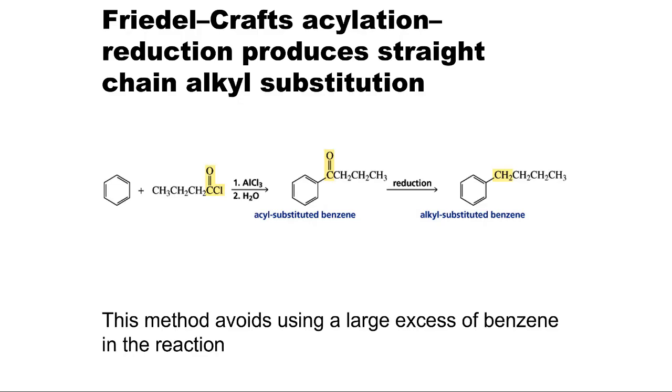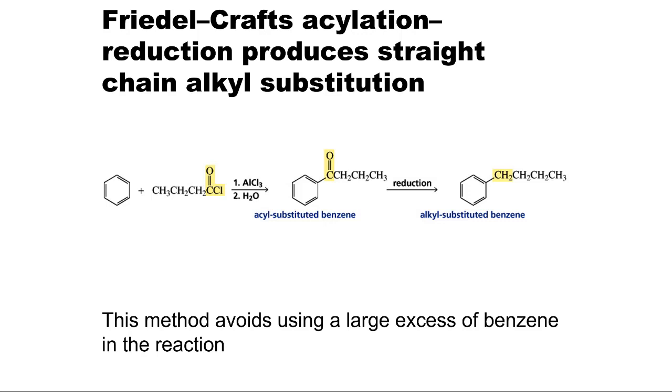Okay, so what if you wanted to make this as your product with a straight chain on it? It turns out the best method for doing this, to avoid having to use a large amount of benzene in the reaction and also to avoid rearrangements, is simply to do the acylation reaction rather than the alkylation reaction.